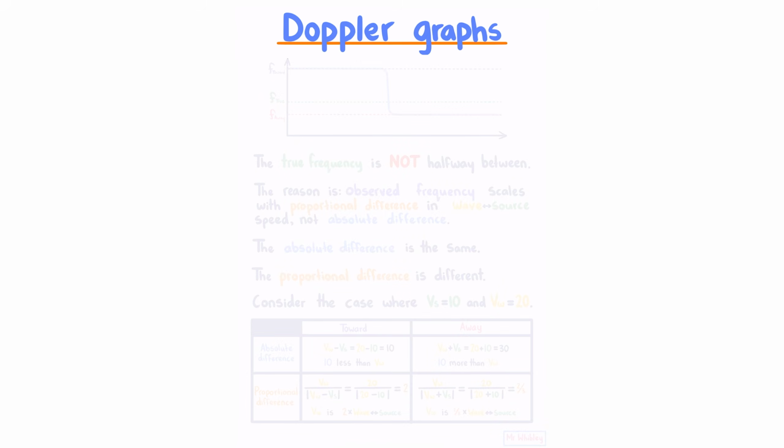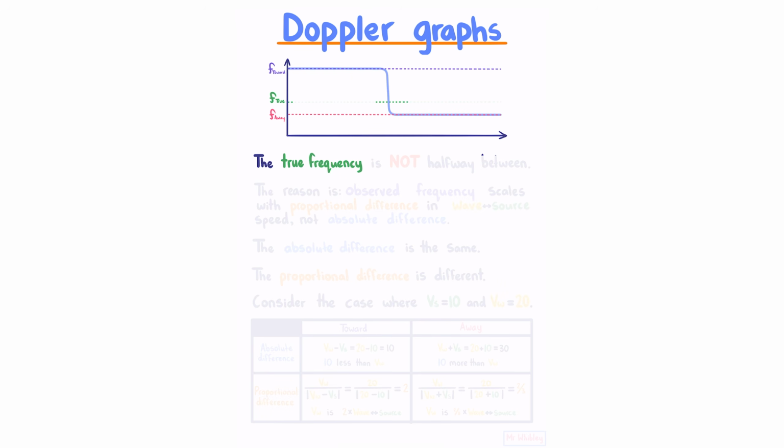Doppler graphs. If we were to graph the frequency against time for an object emitting a noise and passing an observer, we're going to go from a higher frequency as the source approaches, which is then going to drop down to a lower frequency as it moves away. Note that the true frequency is not halfway between. This might seem counterintuitive, like this is breaking some sort of symmetry. What I'm now going to do is try to explain why this is the case.